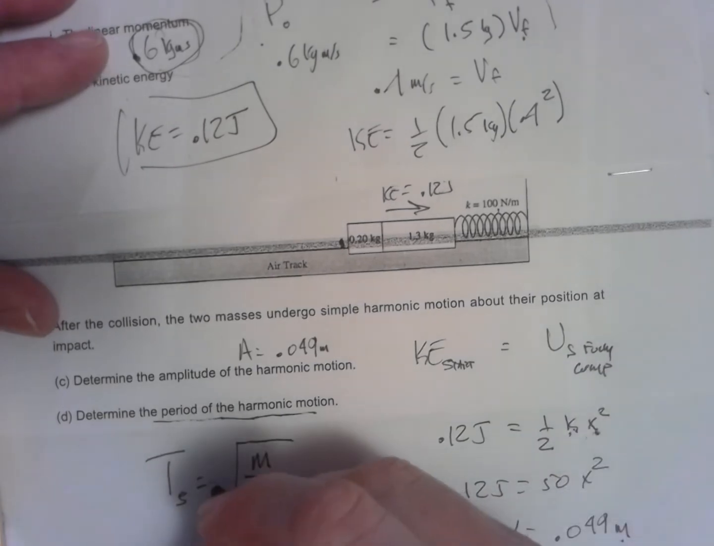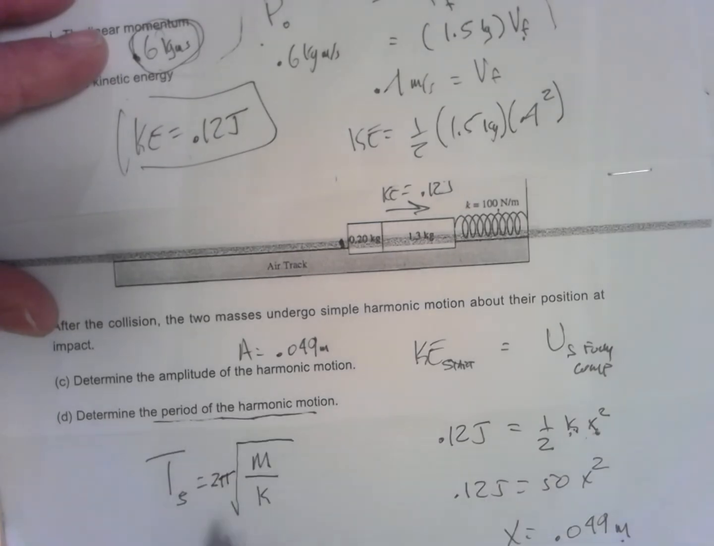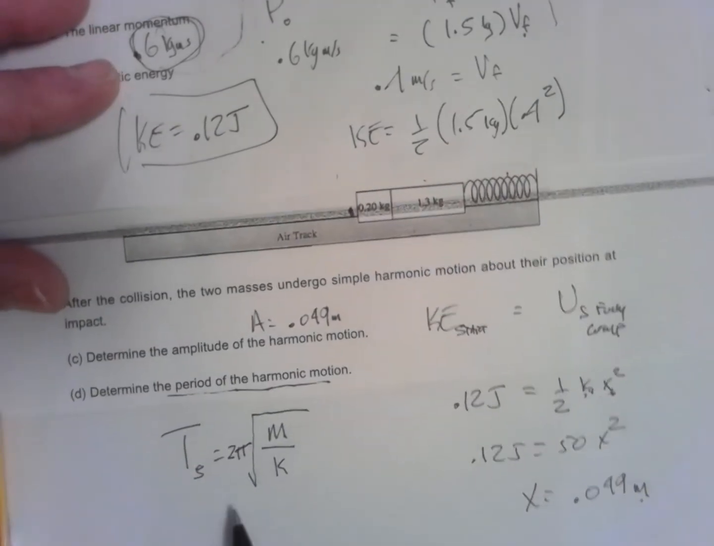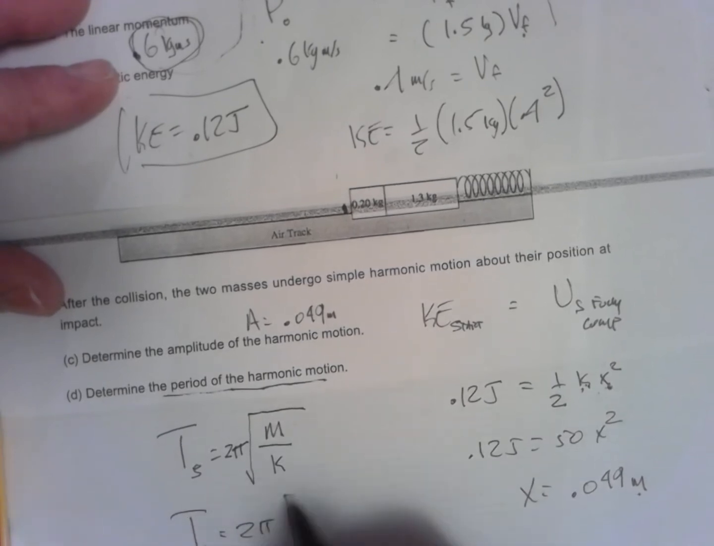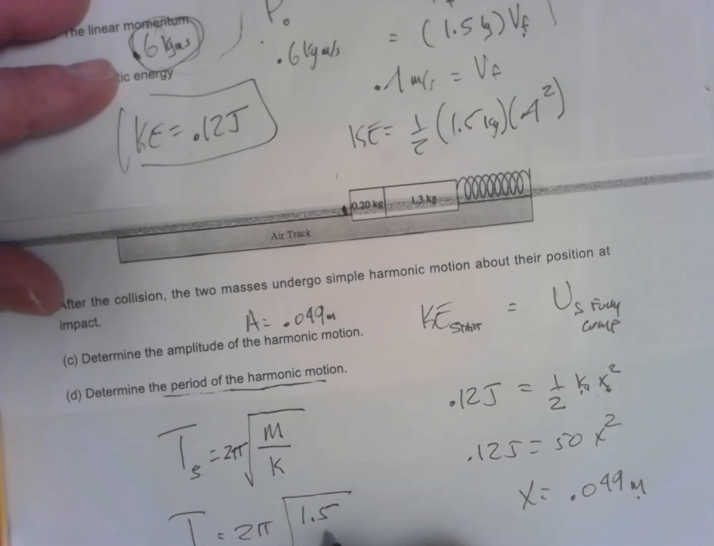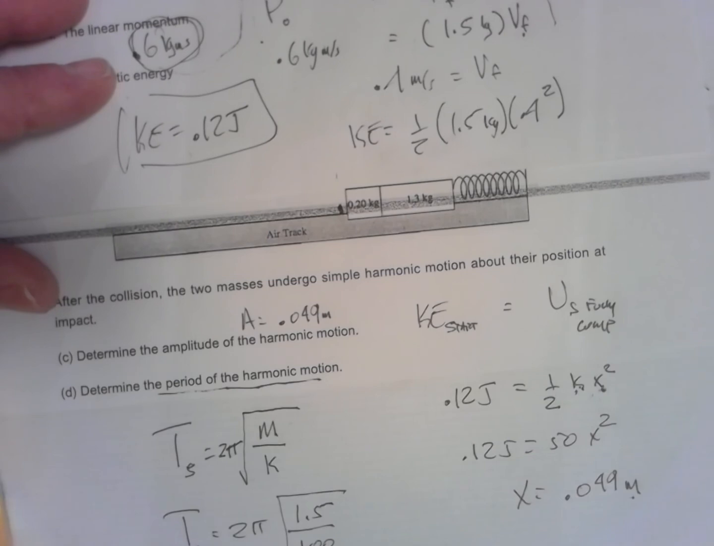And I was, in fact, correct. I'm not going to lie, I paused it and double-checked. There is a 2 pi in front. So the period of that harmonic motion is going to be 2 pi times the square root of the mass divided by k, which is 100. So this is going to be 1.5 divided by 100. Take the square root, and then multiply by 2, and then by pi. And I get a period of 0.77 seconds.